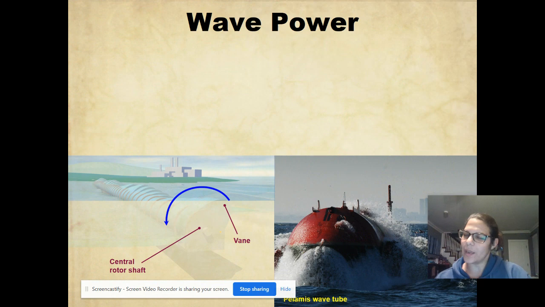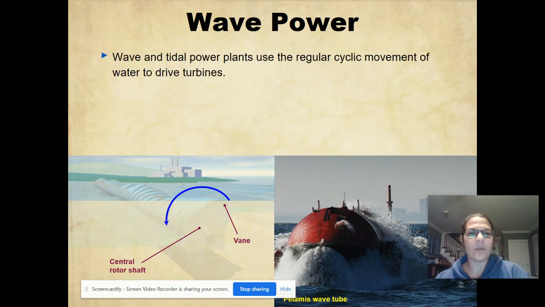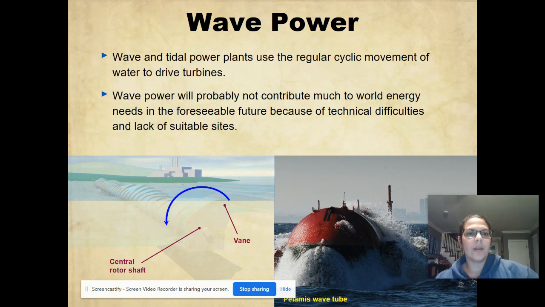All right. Wave power. Not used a whole lot, but it can be wave or tidal power. What it does is it uses the cyclic movement to drive turbines. It's probably not going to contribute a lot to world energy needs. There are a lot of technical difficulties, and you have wildlife. They're kind of big and cumbersome.